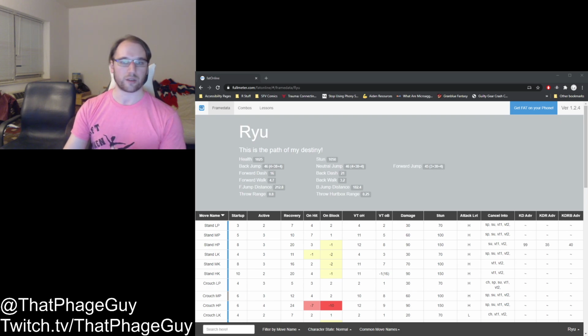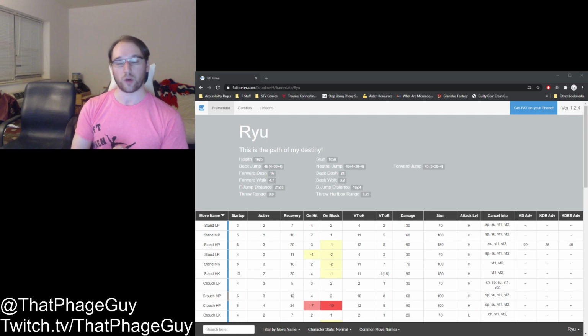So let's talk about this in more specific mathematical terms. For this example, I'm going to be using Ryu's crouching medium punch into a fireball. This is one of the classic sort of Ryu poke combos. It's great for catching someone if they're walking toward you, and his crouching medium punch in general is a good, safe button for Ryu to use, so it's something that you'll come across pretty commonly. The crouching medium punch has 6 frames of startup, is active for 3 frames, and recovers for 12 frames, while also being +4 on hit.